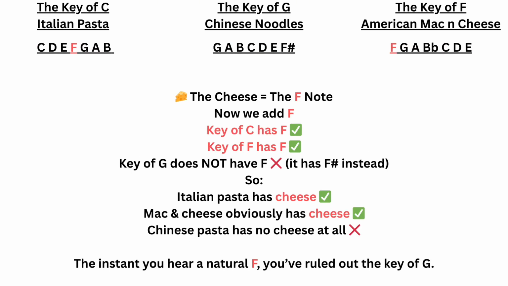The cheese, the F note. Now, let's add F. So, if C has an F and F has an F, the key of G does not have an F, because it has an F sharp instead. So let's compare that to our pasta analogy. Italian pasta, C, has cheese, so it has an F note. Mac and cheese obviously has cheese, so the key of F also has an F note. Chinese pasta has no cheese at all. There is no F note in the key of G, because it has F sharp. The instant you hear a natural F, you've ruled out the key of G. It can only be in the key of C or the key of F.